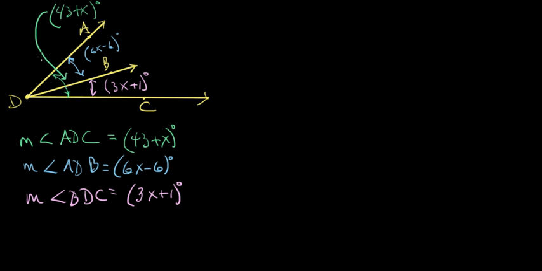Alright. So let's do some algebra here. This is the big one. This is the green angle, the ADC. So ADC is 43 plus x. What does that equal? That equals these two added together. So 6x minus 6 plus 3x plus 1 equals 43 plus x.